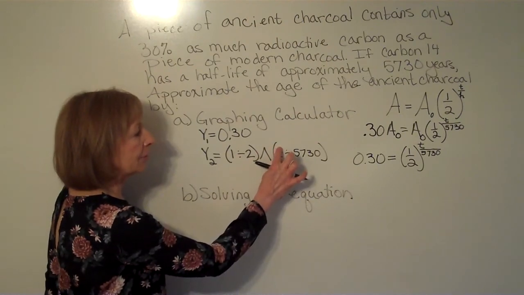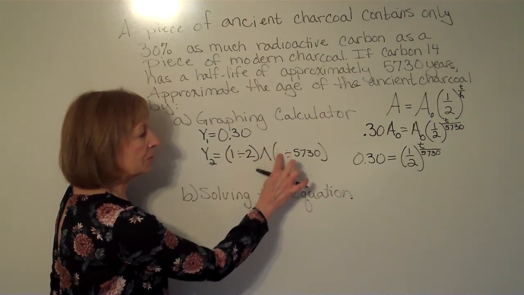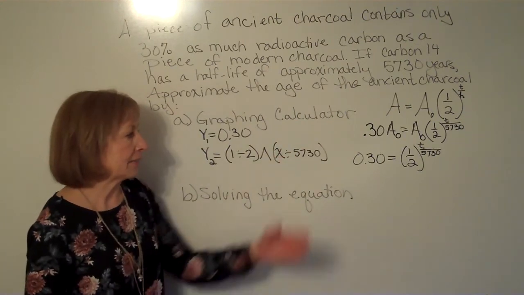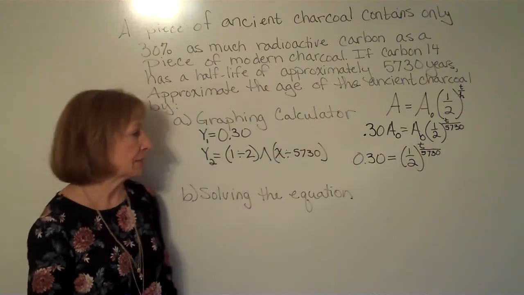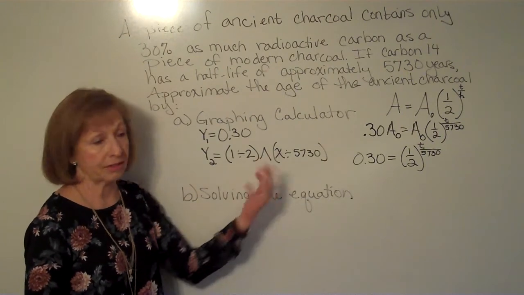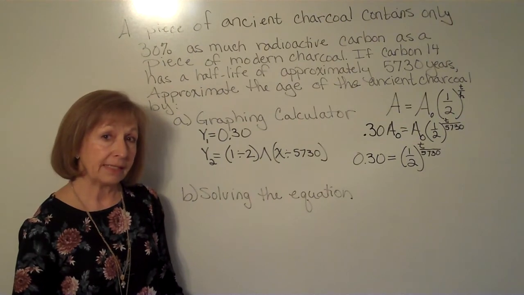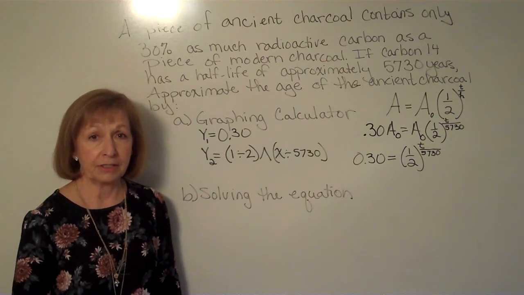On your calculator, you're going to actually just put the letter X there. We know it's for time, and we know that that's what it's going to represent, but the calculator entry is going to be the letter X. Now we need to window this so that we can see our solution.